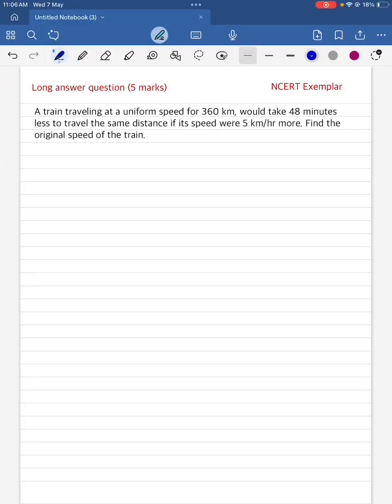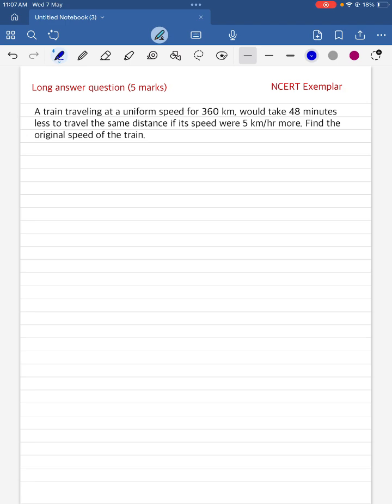Today I'll be discussing this long answer question for 5 marks from the NCERT exemplar. Now the question is from the lesson Quadratic Equations. Okay, so the question is, a train traveling at a uniform speed for 360 kilometers would have taken 48 minutes less to travel the same distance if its speed were 5 km per hour more. You have to find the original speed of the train.